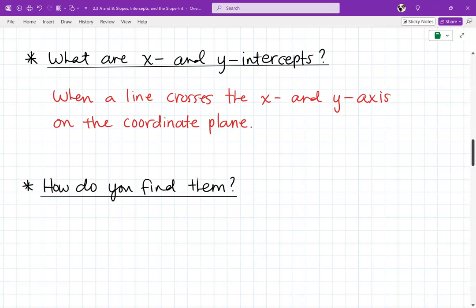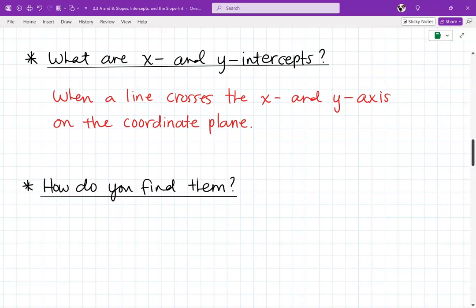The actual name of it is called the Cartesian plane. It's named after René Descartes. But we don't really say the Cartesian plane anymore. We call it the coordinate plane. Okay, because that's where all your coordinates are, right? Your positive x's, positive y's, negative x's, negative y's. They're all right there. So when the line crosses the x and y axis on the coordinate plane, now it doesn't always have to cross both, but most of the time they do.